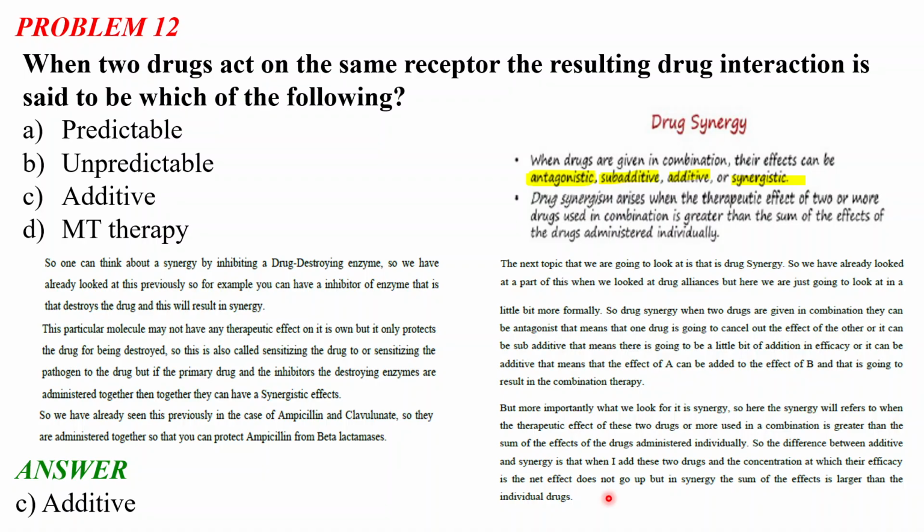But when drug A has some effect and drug B has some effect, and the effect produced by these two drugs when given together is much higher than the combination of those two effects, it is known as the synergistic effect. So that is the difference between the additive and synergistic. These two terms may seem similar, but there is a little difference that you have to take care of and understand. Okay.